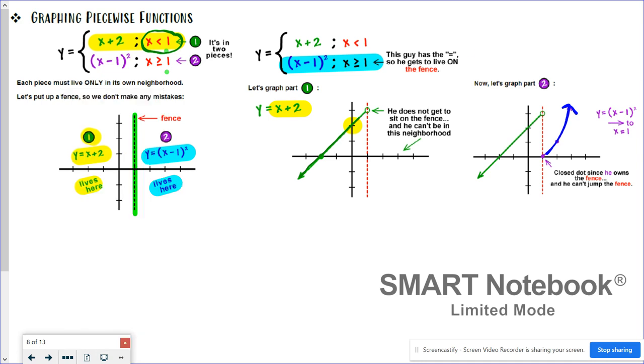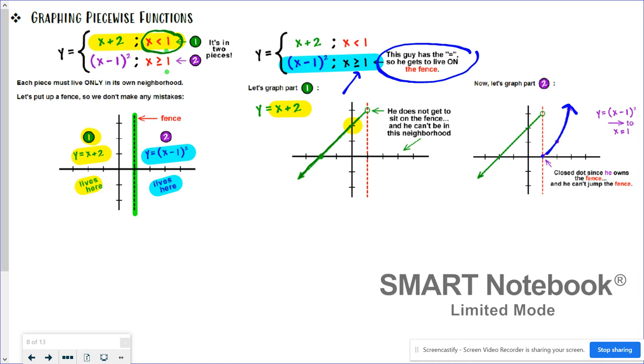And they're saying that this guy has an equal to, because it's greater than or equal to. So he lives on the fence, and that's why there's a solid point there. So this is the graph of our piecewise function. Okay, now the ones that I'm going to have you graph are all going to be linear pieces, but this was a nice simple illustration of the steps that we follow when we're graphing piecewise functions.